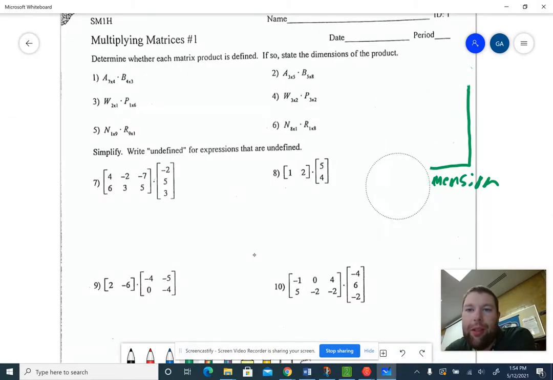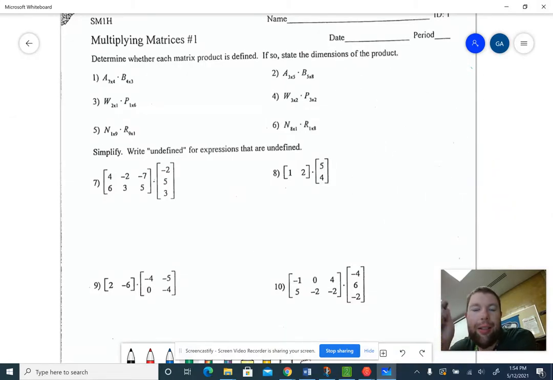Okay, so let's look at example one, and I'll show you why this works. So again, first thing I'm checking is if the dimensions match. So this is a 1 by 2, and the second one is a 2 by 1. So yes, these match. So that's going to work. And my new dimension is going to be a 1 by 1, or basically I'm going to get a single number out of multiplying these.